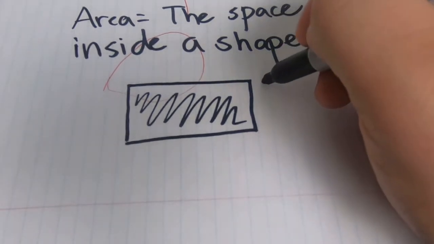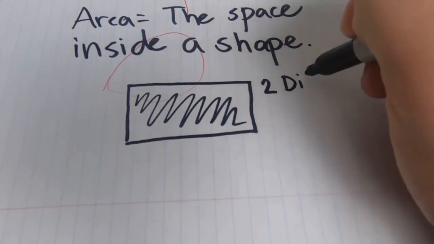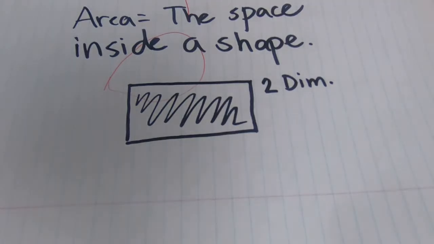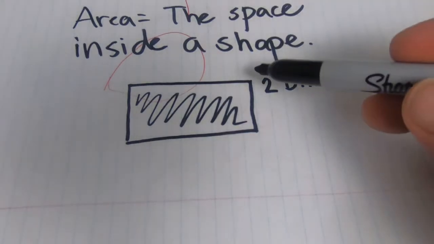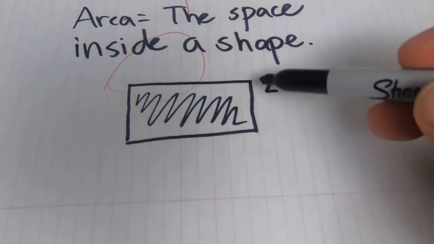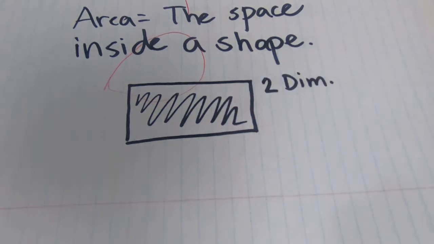And this area we measure in 2 dimensions. Because not only do we have one measurement, such as length or width, but we have another measurement, which is height. So area, unlike perimeter, is 2-dimensional. And we'll explain how that works as we go on.